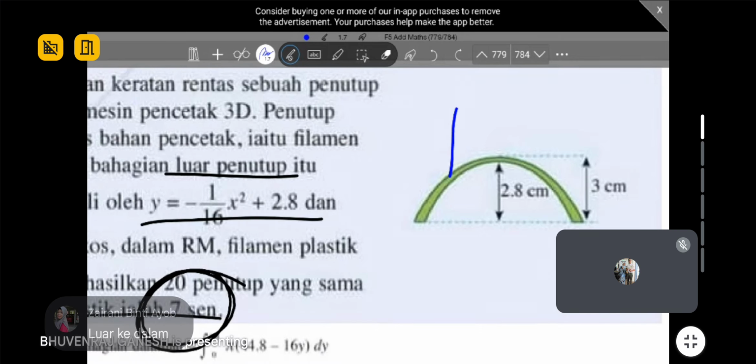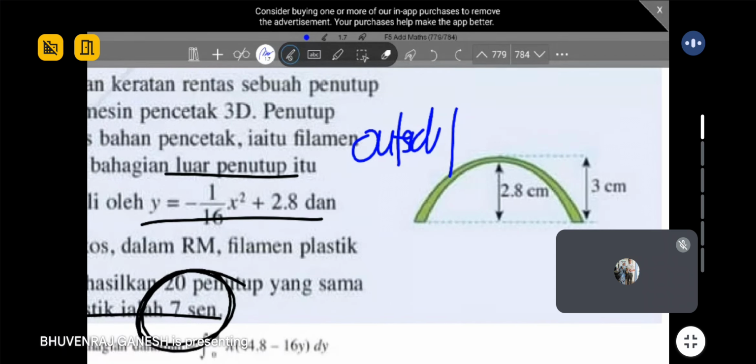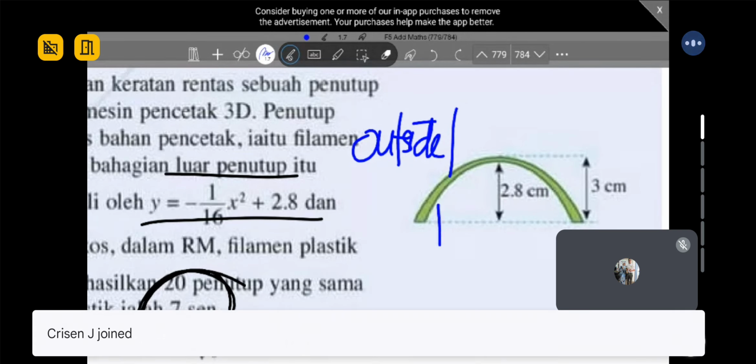Okay. This one outside. Wow, wait, guys. The pen is not working so good. Okay, this one outside, and then the bottom one is inside. Okay, guys? So can you see it?